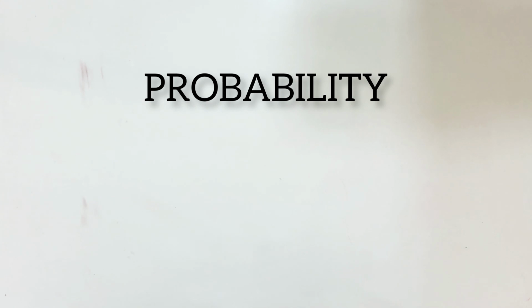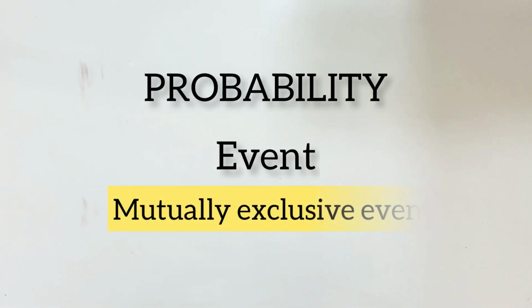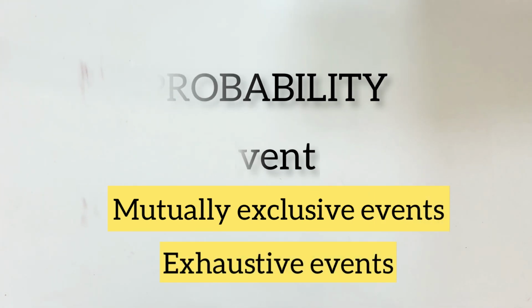In the last video we discussed events, types of events and algebra of events like A or B, A intersection B, etc. And today we will discuss mutually exclusive events and exhaustive events.